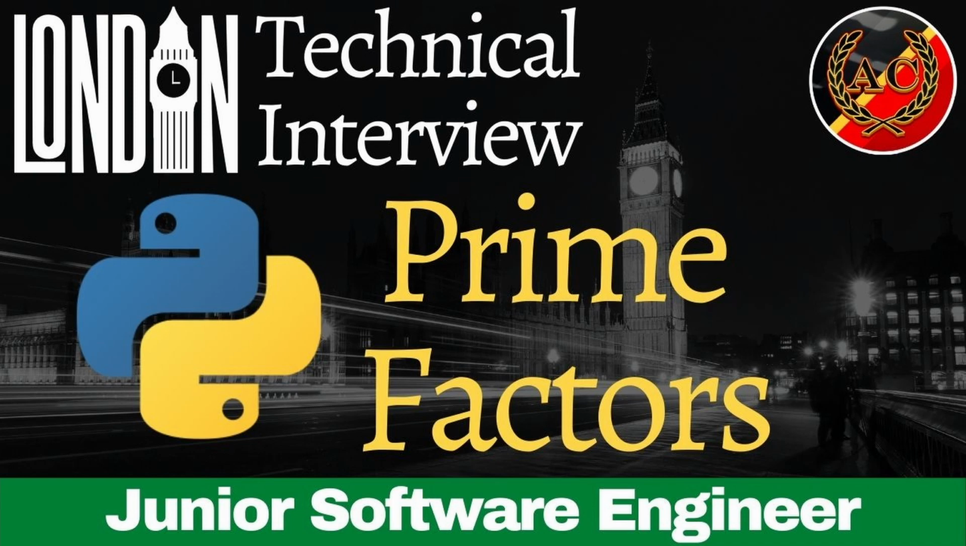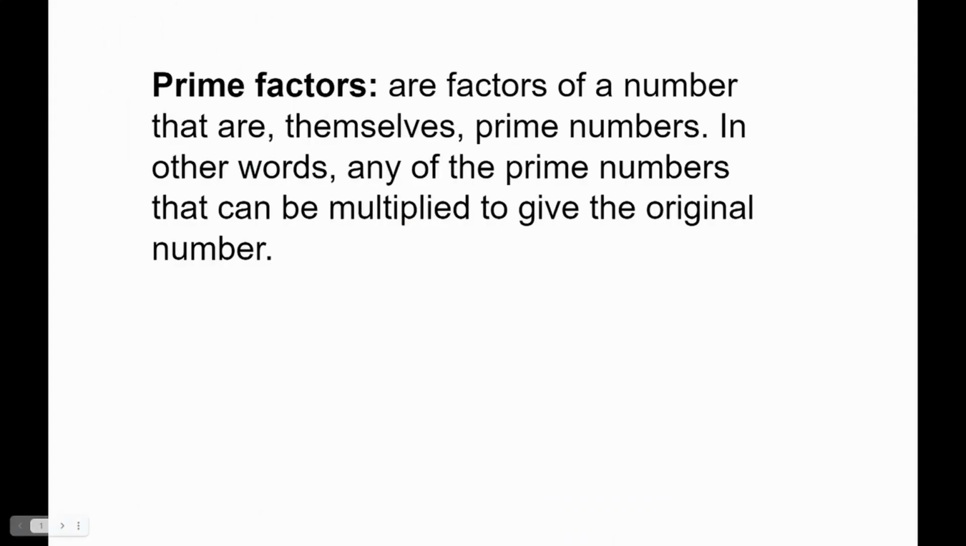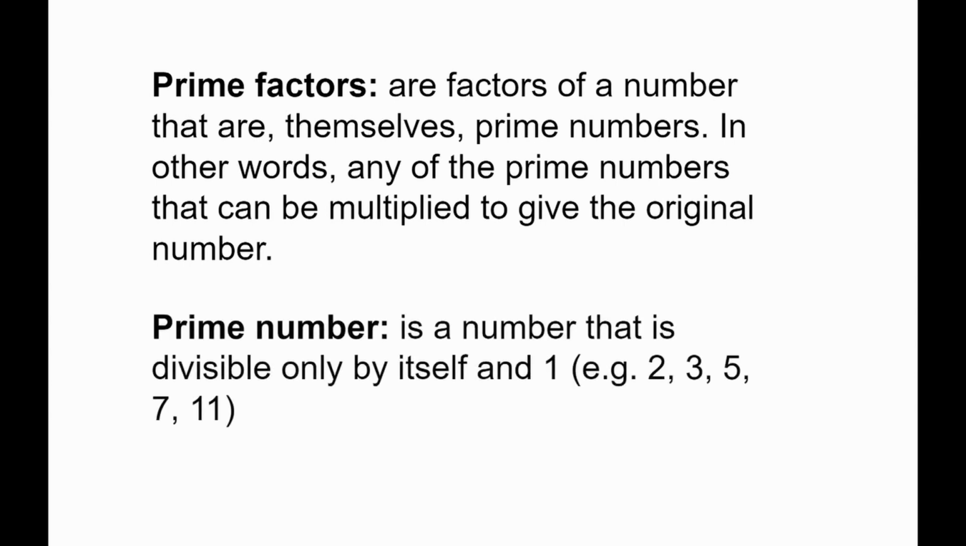But first of all, what are prime factors? Prime factors are factors of a number that are themselves prime numbers. In other words, any of the prime numbers that can be multiplied to give the original number. This is a marvelous definition, but what is a prime number then? Well, a prime number is a number that is divisible only by itself and 1. For example, 2, 3, 5, 7, and 11.